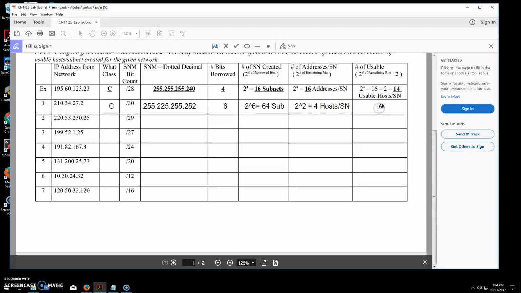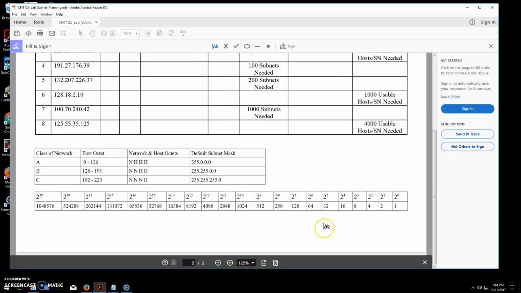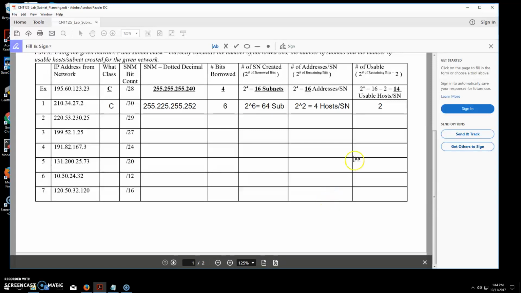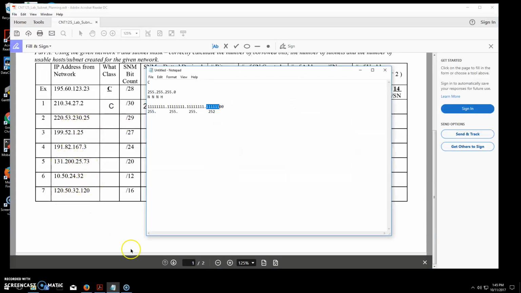Of which, how many are going to be usable? We're going to end up with 2 usable. That's it. So again, down here, I'm left with 2 bits. 2 bits, I get 4 addresses minus my 2 for the network number and the broadcast address, and we're left with 2 usable hosts per subnet. That's what I'm going to do on the front over here. And just be aware as you get to B's and A's down here, you're going to do the exact same thing. You're just going to have more octets to worry about.